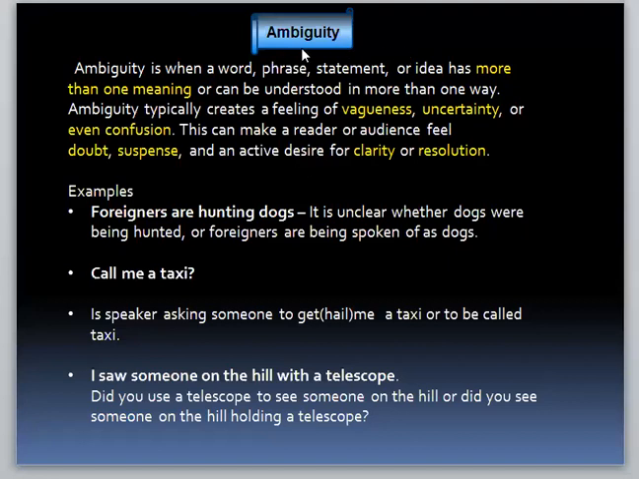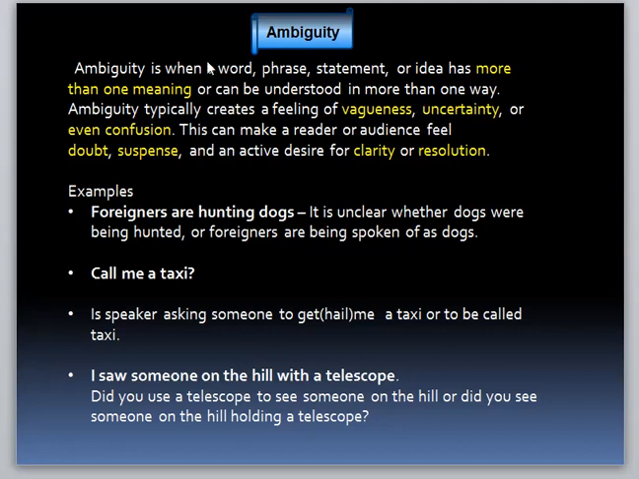Here we have ambiguity. Now, ambiguity is when a word, phrase, statement, or idea has more than one meaning. It creates vagueness, confusion, uncertainty. This can make a reader or audience feel doubt or suspense and an active desire for clarity or resolution. That means they need resolution, they need clarity about what is being mentioned.